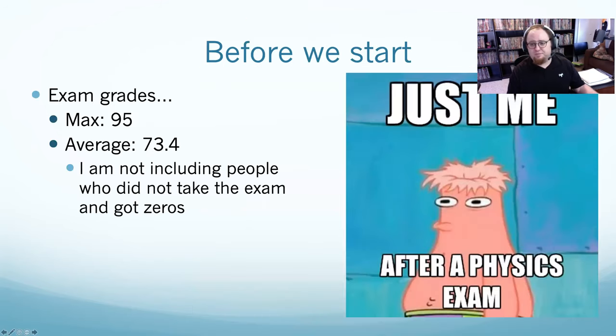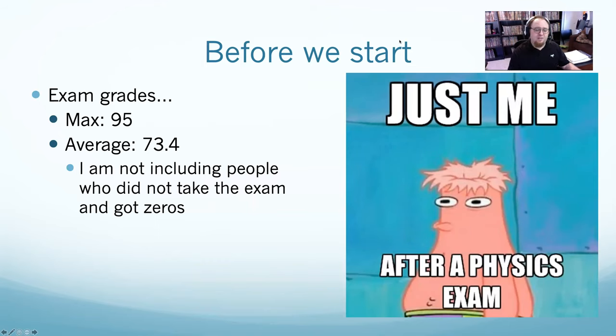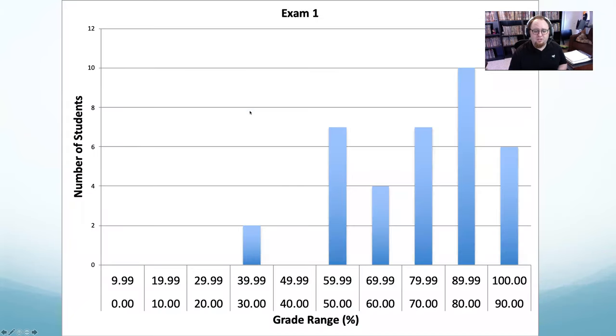But in general, on the exam, the highest score was a 95 and the average was a 73.4. Of note, that average is not including people who got a 0. No one took the exam and got a 0. All of the zeros are people who just didn't take the exam. Why that happened, it changes from person to person, but yeah. So the average is 73, which is about where I normally expect it to be. If you want the whole grade breakdown, it looks like this.